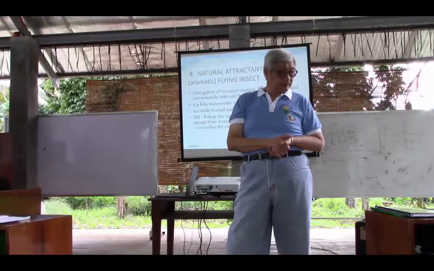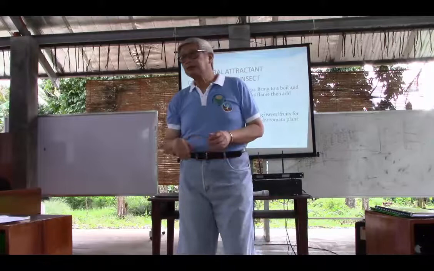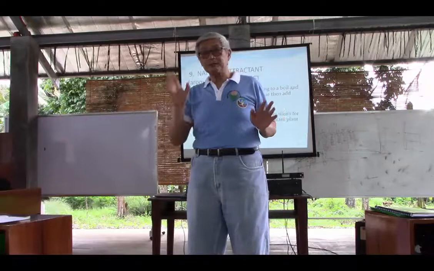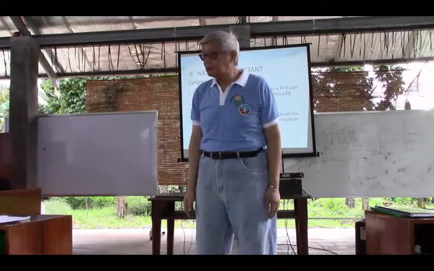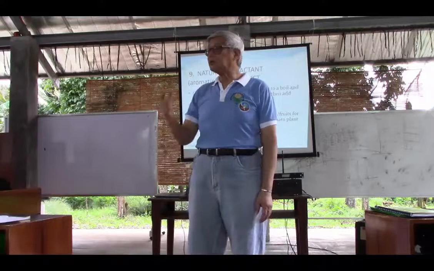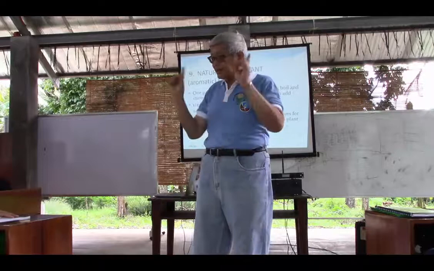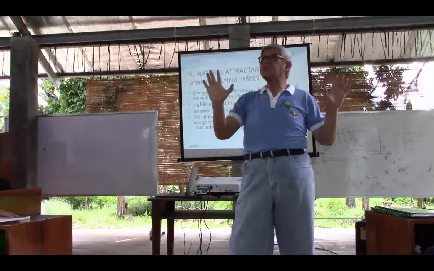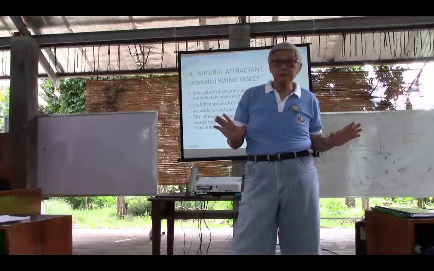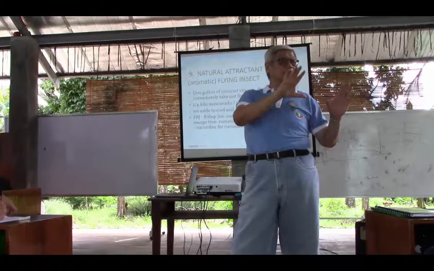Compound. Many. Okay? So, even though they have many small eyes, it doesn't mean that their vision is very sharp. Opposite. Very blurred. That's why they don't use the eyes for direction. They use the antenna, they use the sense of smell for direction. They cannot see the figure, but they can distinguish color.